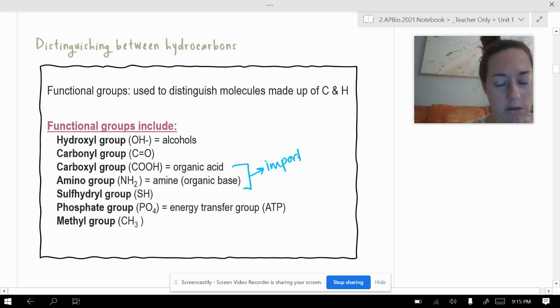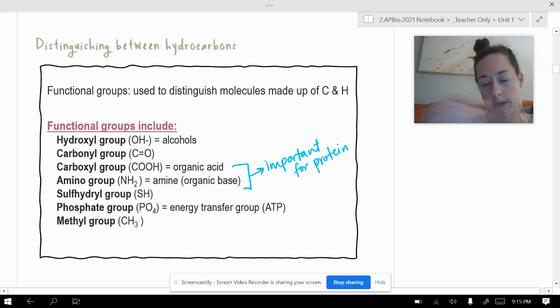Important for proteins. Well, I'll show you that in the next video. But your carboxyl group is acidic and your amino group is basic. So they kind of end up balancing each other out in terms of pH.